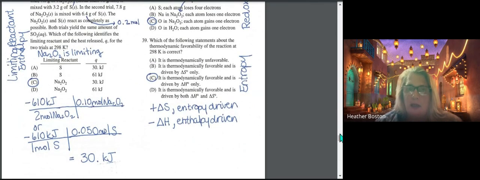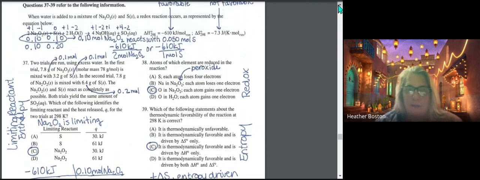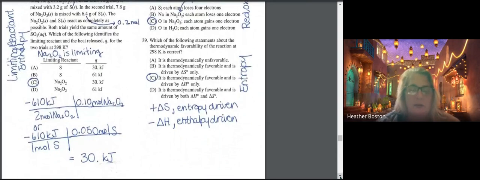So you can make conversion factors out of these coefficients and this negative 610 kilojoules per mole. So negative 610 kilojoules per mole per 2 moles of Na2O2, or you can say negative 610 kilojoules of energy is released for every 1 mole of sulfur. So those are the 2 conversion factors that I can make from the enthalpy and the coefficients from the balanced chemical equation. So it doesn't matter which one you use.